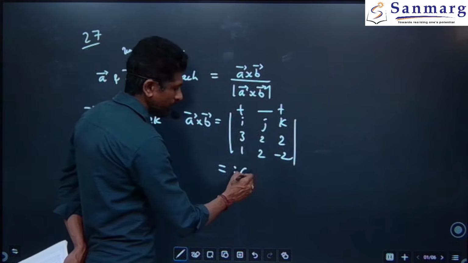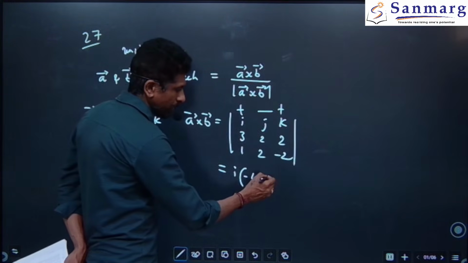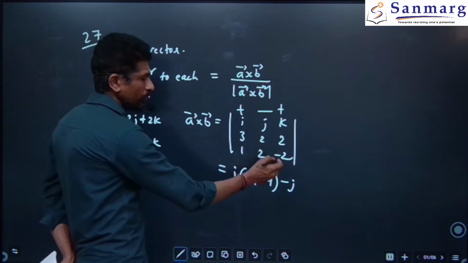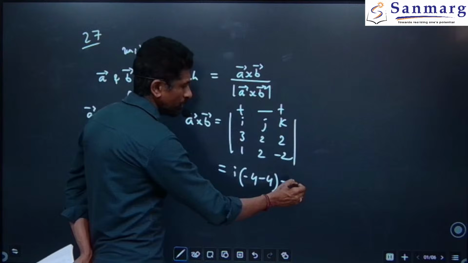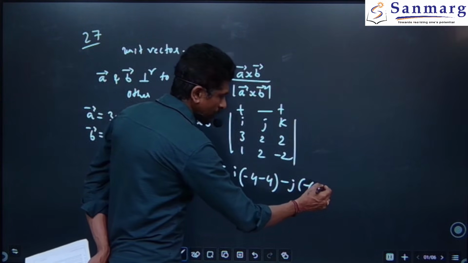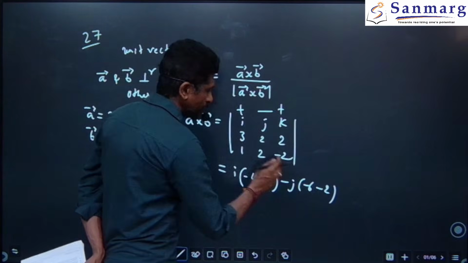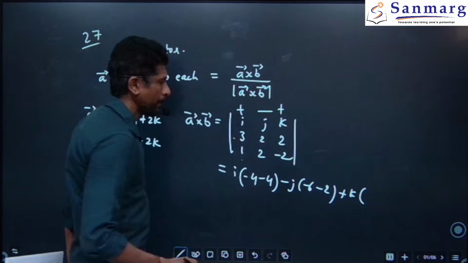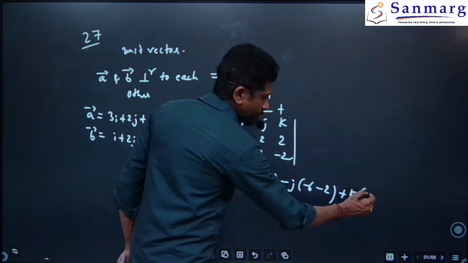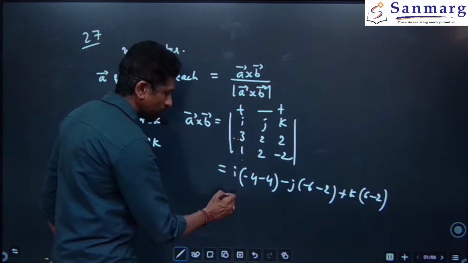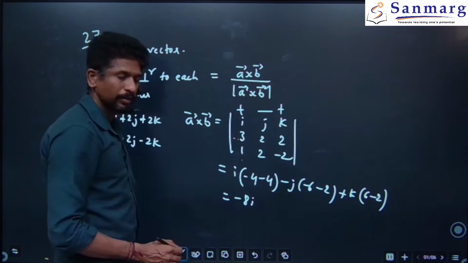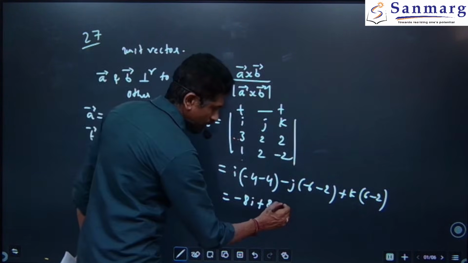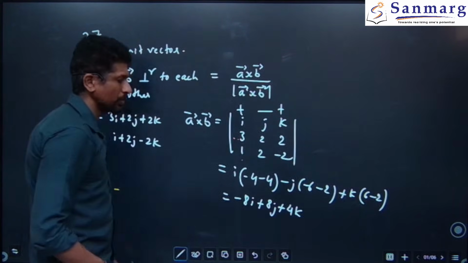Next, 2 into minus 2 is minus 4. Next, again 2 into 2 is 4, so minus 4 minus 4, that is the first element. Next, the second one will be minus j. Eliminate the first row and second column: minus 6 and minus 2. The last one will be k: 3 2s are 6, 6 minus 2 comes. So automatically the vector becomes minus 8i plus 8j plus 4k. So this is the A cross B vector.